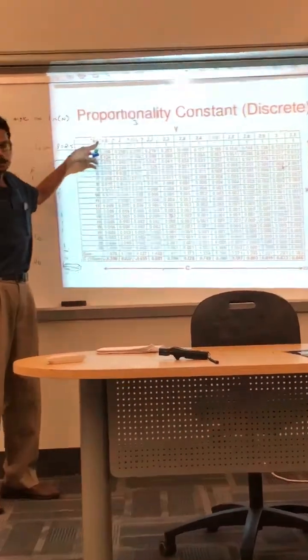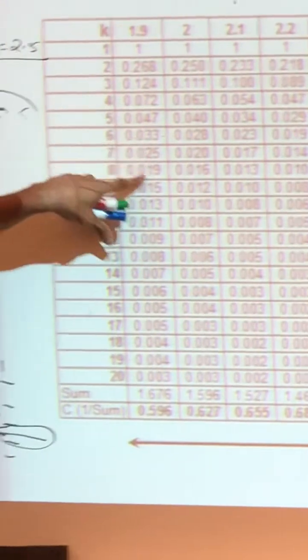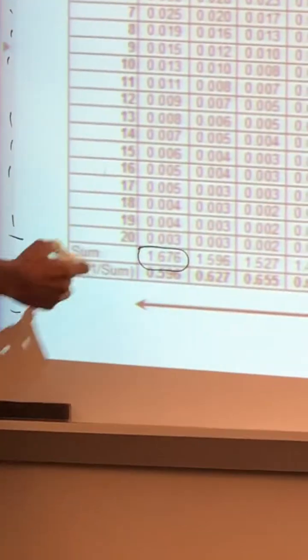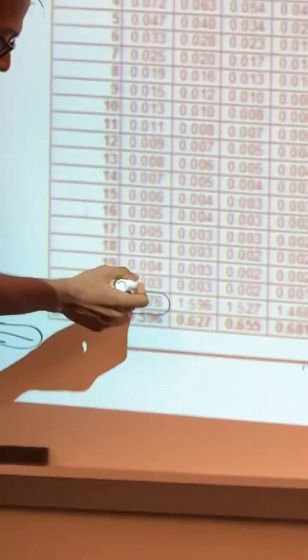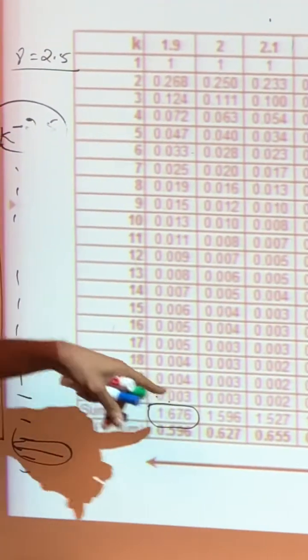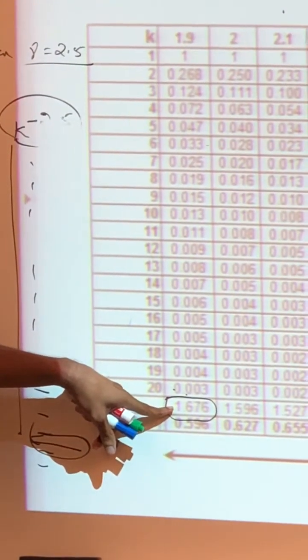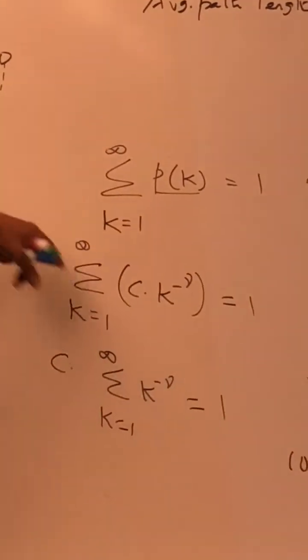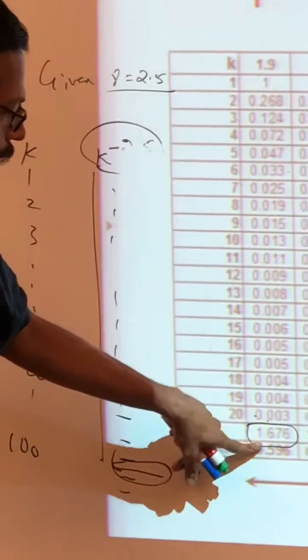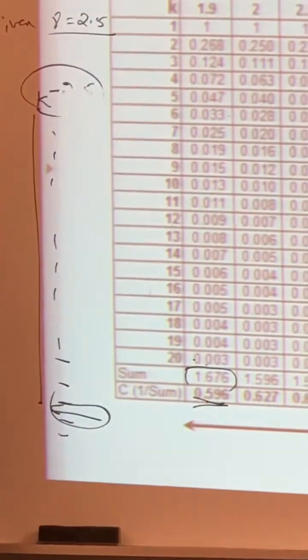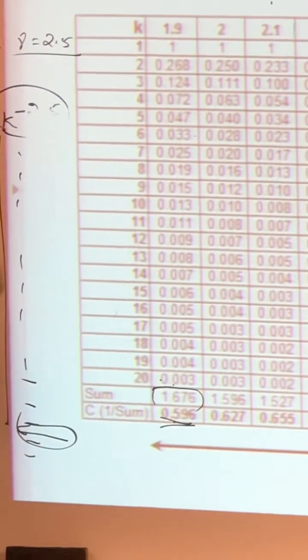Starting with a gamma value of 1.9, I generate the k raised to negative gamma values for different values of k, say from 1 to 20, and I add all of them. I stop when k raised to negative gamma is like 0.003, two decimals of zero. So the sum comes out to be 1.676. And what is the proportionality constant? The inverse of the sum, 1 divided by 1.676, which is going to be 0.596. That is the value for the proportionality constant in a theoretical power law model.